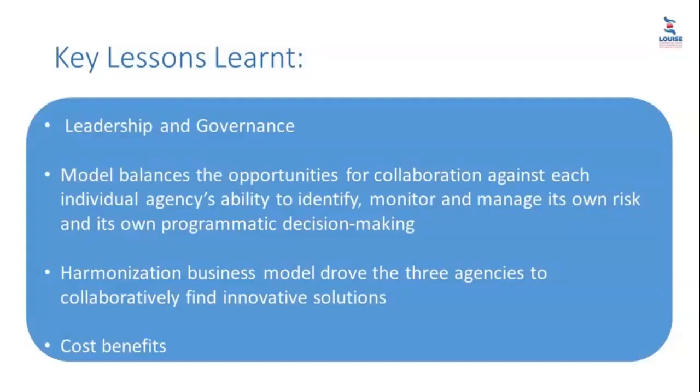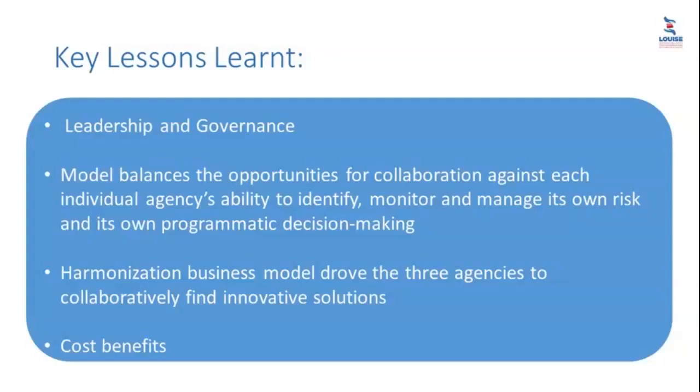So Louise, as such, this platform, this approach, provides a good balance for the opportunities for collaboration among the agencies, yet each agency still has the ability to manage its programs, starting from the identification, monitoring, management of its risk, and also have this space for programmatic decision making. So in other words, the platform is a collaborative cash system. It doesn't push everybody to adopt just one program.